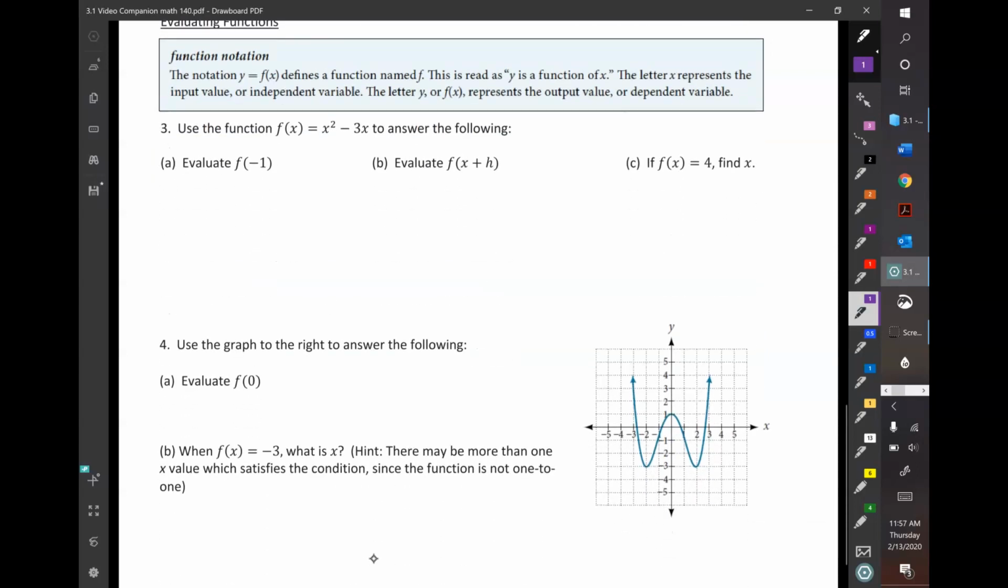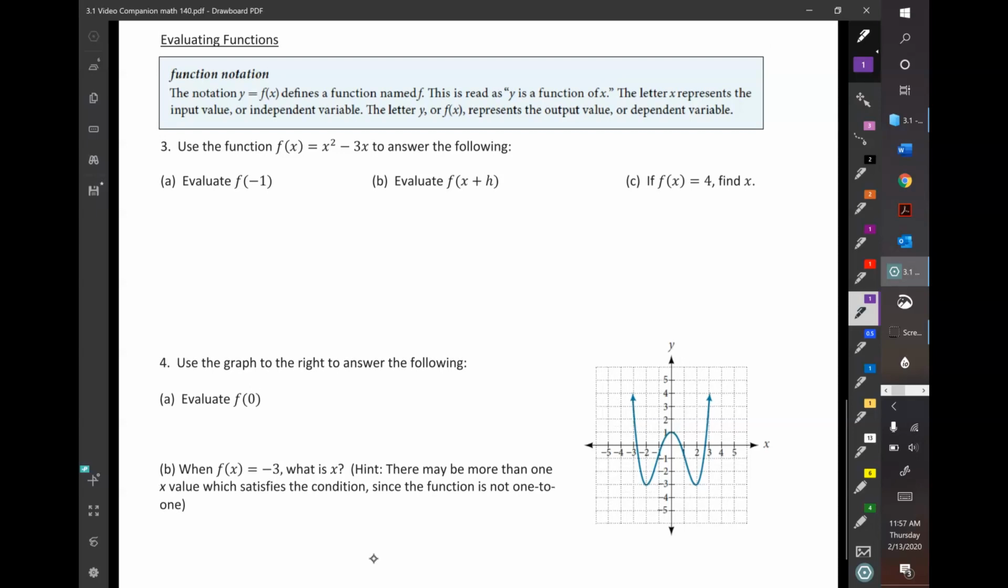Evaluating functions. Function notation. The notation y equals f of x defines a function named f. This is read as y is a function of x. The letter x represents the input or the independent variable. So right in here, this x, it's inside the parentheses, it's an input. The letter y, or f of x, is the same as y. So you could even just change that, that could just be y. It represents the output value or dependent variable.